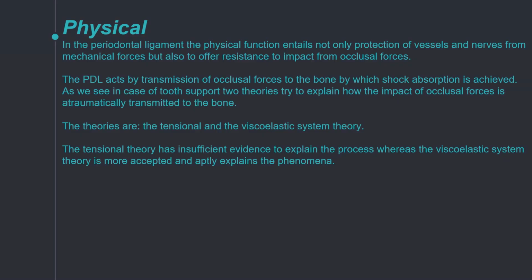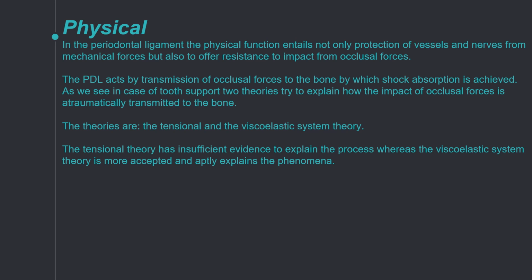The last but most important function of the periodontal ligament is physical. That is, when a force is applied to the tooth, we know that it should be dissipated or transmitted in such a way that there is no trauma to the tooth and the supporting structures. So this is done by the periodontal ligament. It takes up all the load and transmits it to the jawbone in such a way that the tooth is not traumatized, the supporting structure is not traumatized. Now, there are two theories that have been proposed to explain the physical function of this periodontal ligament. One is the tensional theory, one is the viscoelastic system theory.